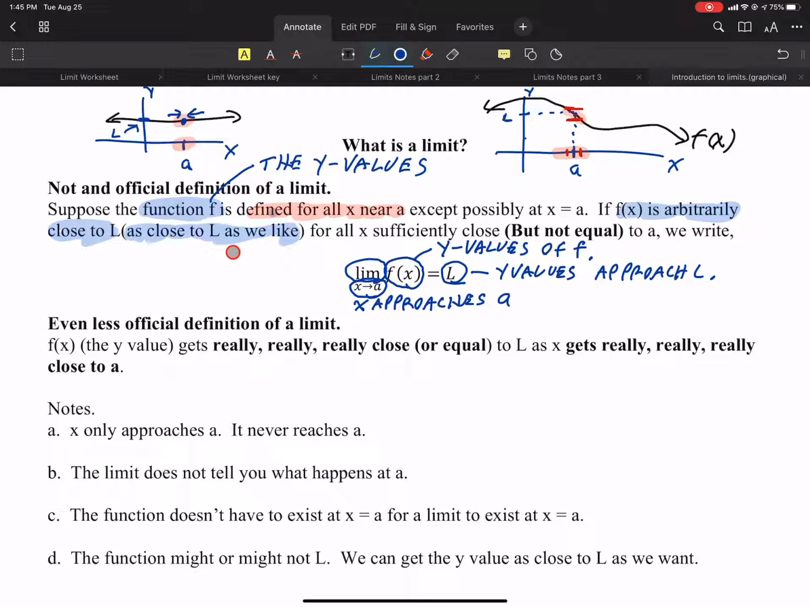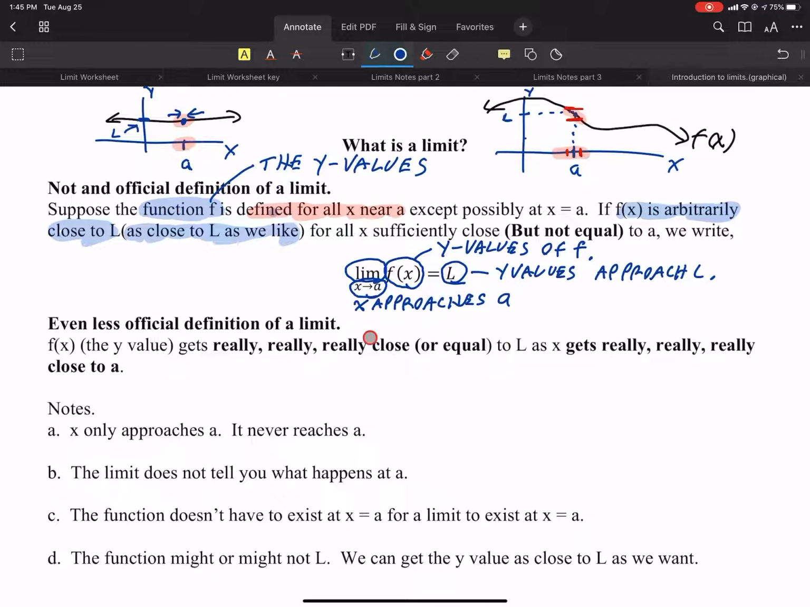So my second definition, which might help you understand: f of x, or the y value of the function, gets really, really close to what? It gets close to L as x gets really, really, really close to A. And again, I emphasize really, really close to A. It never reaches A. It just gets close to it. But the y value could or might not equal L.